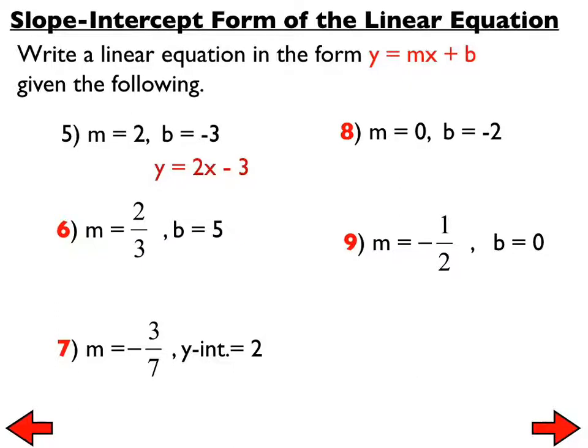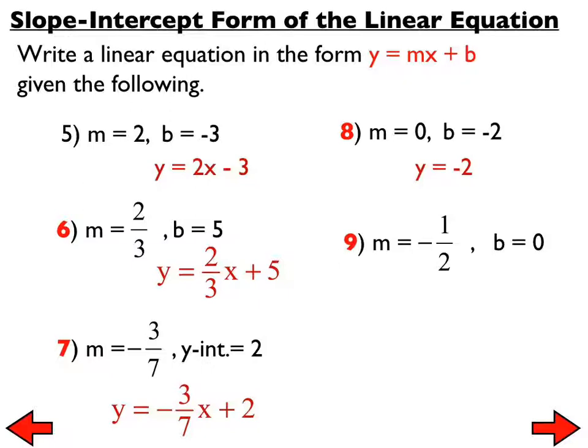Easy. Number 6 should be y equals 2/3 x plus 5. Number 7 should have been y equals negative 3/7 x plus 2. Number 8 should just be y equals negative 2. We don't really want to write in 0x because if it's 0x, that means there shouldn't be any x's there.